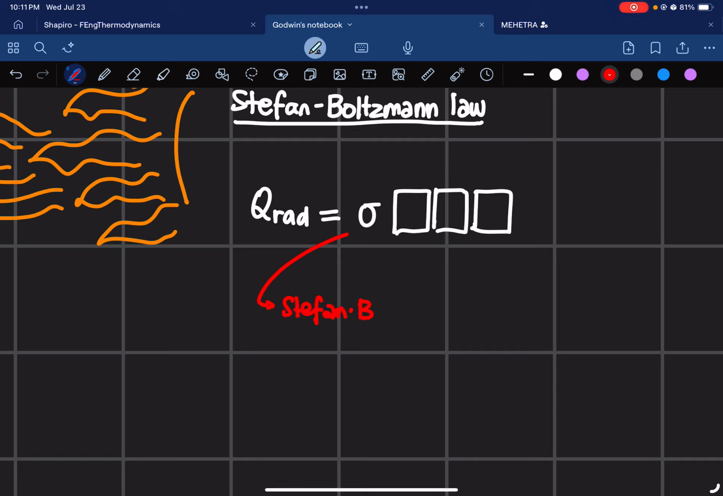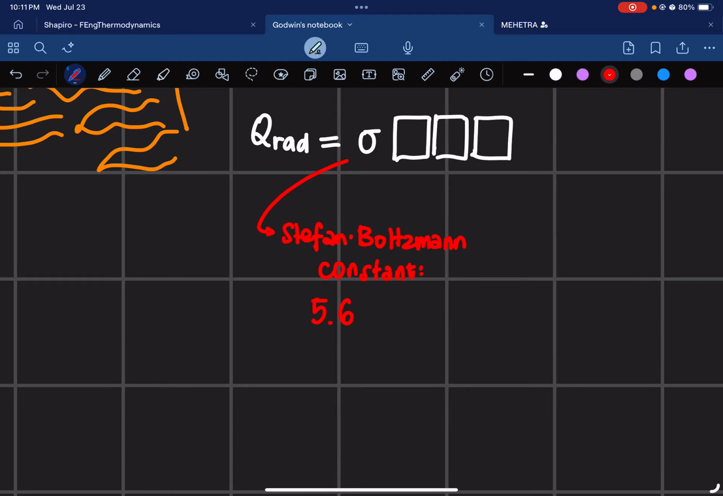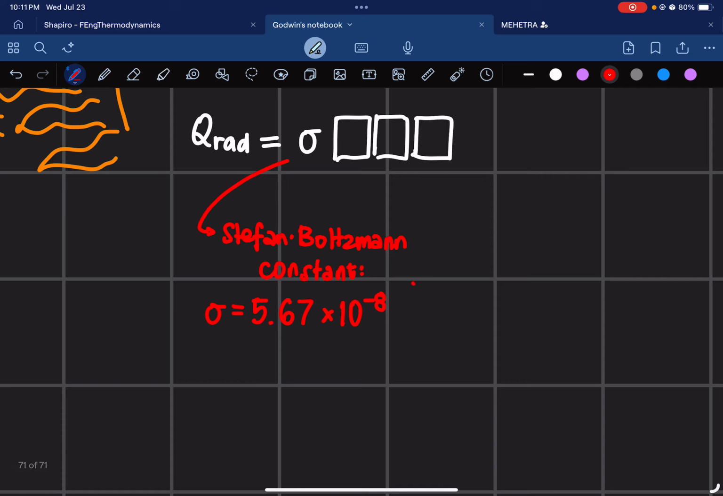Stefan Boltzmann constant. And basically, the Stefan Boltzmann constant is very small. 5.67 times 10 raised to negative 8. Now, this is sigma is equal to 5.67 times 10 raised to negative 8 all over watt per meter squared Kelvin raised to 4. So you're like, what? Huh? Right? Don't worry about the units for now. Just think about the magnitude of this number. It is exceedingly small. Right? It's exceedingly small because, well, makikita nyo later down the line.